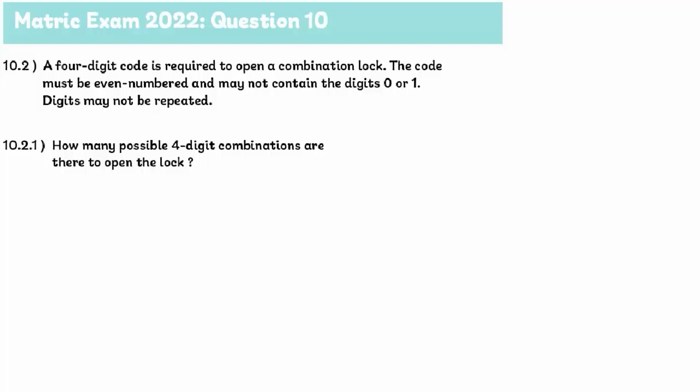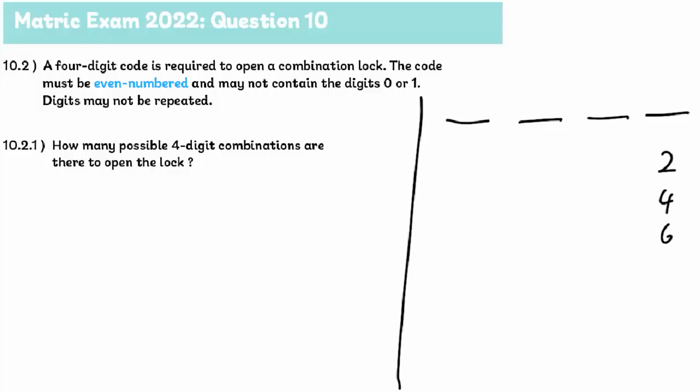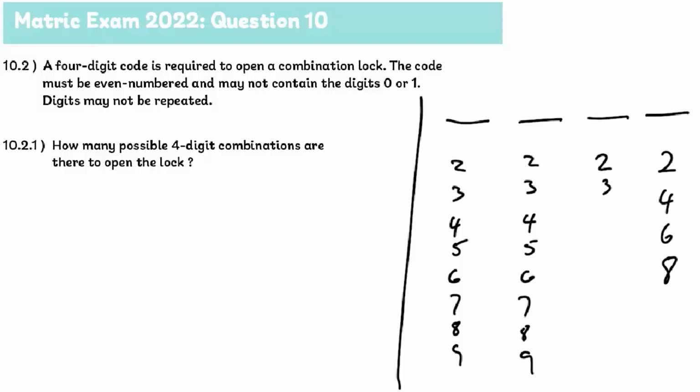So what I'm going to do is let's first get to understand the question. It starts off where it says we've got a 4-digit code: 1, 2, 3, 4. The next thing it says is it must be even numbered. So how do you make any number even? You end off with an even number: 2, 4, 6, or 8. Then it says we may not use digits 0 or 1. So in other words, we've got 2, 3, 4, 5, 6, 7, 8, 9 for each slot. So those are the possible numbers which are available for each slot or each digit of the code.